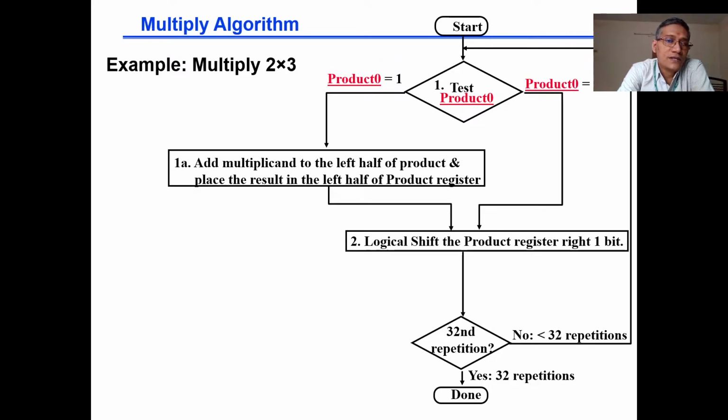Okay, we will not add the multiplicand to the left portion of the product. Directly we will be shifting the product register right, logical shift by 1 bit. So this is the algorithm, very simple, only 2 steps. By testing the LSB bit of the product register itself and right shifting the product register, the entire product, that is 32 bit repetitions, we will be doing, and finally we will get the product register product.